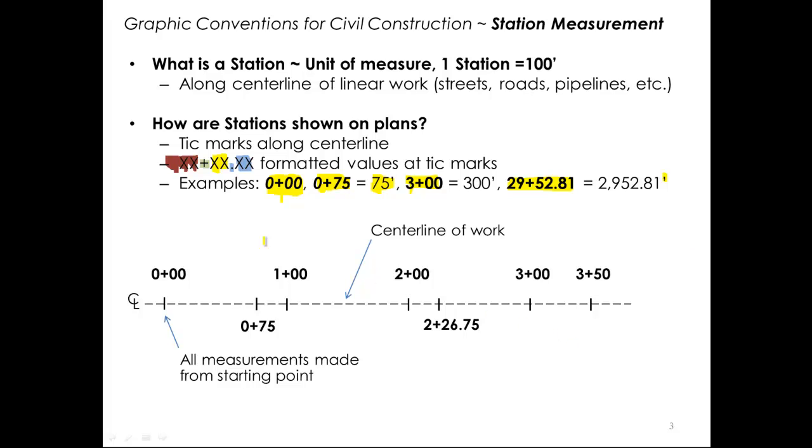Here's how our center line would look. Notice that even stations are usually shown and labeled. By even, I mean every 100 feet. Then if there are other aspects of the work that are important, we can insert stations where necessary, such as 0 plus 75, and then here, for example, station 2 plus 26.75.